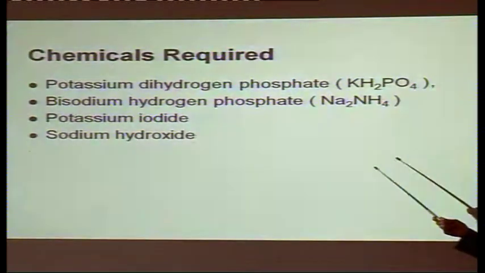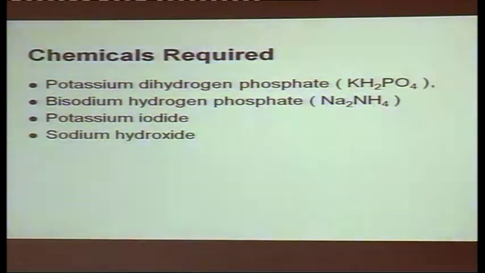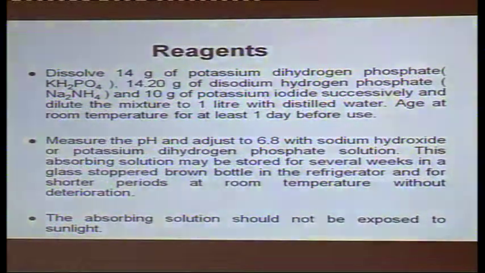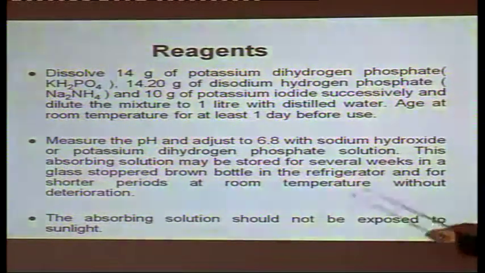Chemicals required are potassium dihydrogen phosphate, disodium hydrogen phosphate, potassium iodide and sodium hydroxide. The method of preparation is given here. 14 gram potassium dihydrogen phosphate and 14.2 gram of disodium hydrogen phosphate and 10 gram potassium iodide successively are diluted to 1 liter with distilled water, aged at room temperature for at least 1 day before use. You prepare the solution and keep it 24 hours and then use it. Measure the pH and adjust to 6.8 with sodium hydroxide to make it neutral.